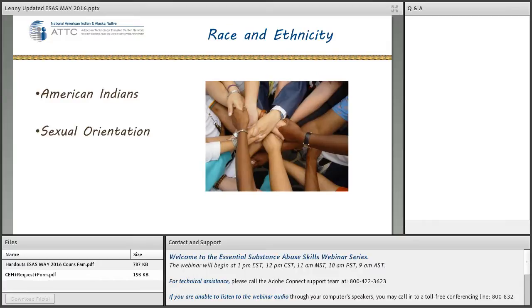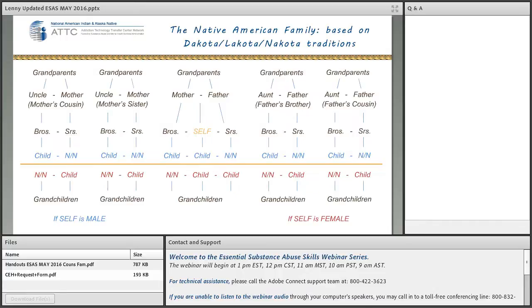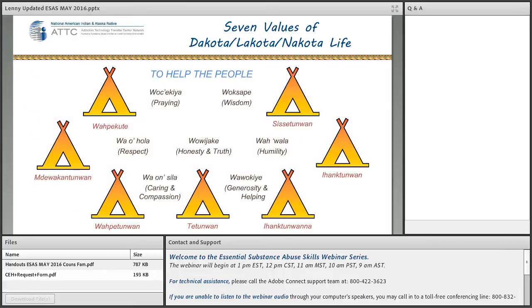Race and ethnicity includes, so today we're going to be talking about American Indians and sexual orientation. So here's an idea of the Native American family based on Dakota, Lakota, and Nakota tradition. With Native people, we're often very family oriented, so families also include aunts, uncles, and cousins. The seven values of Dakota, Lakota, and Nakota life is to help the people.